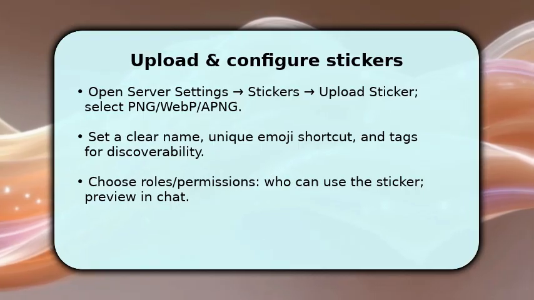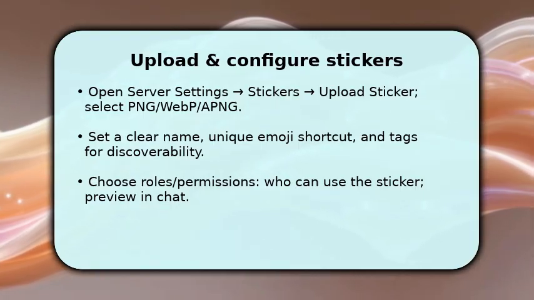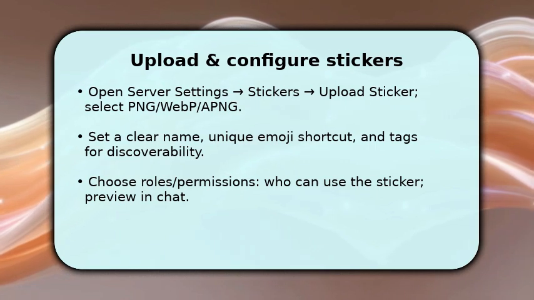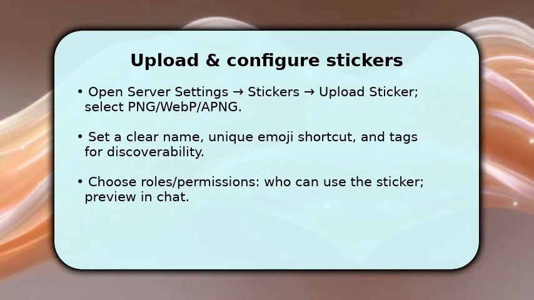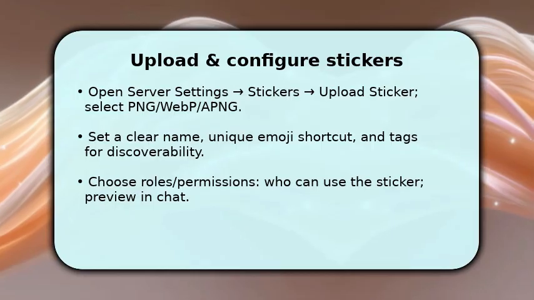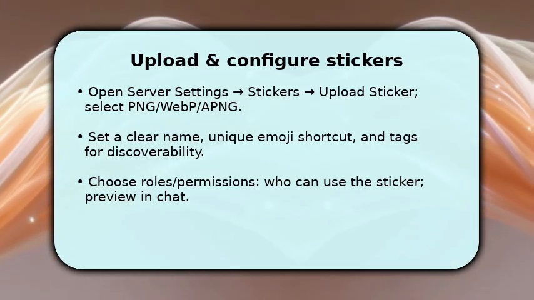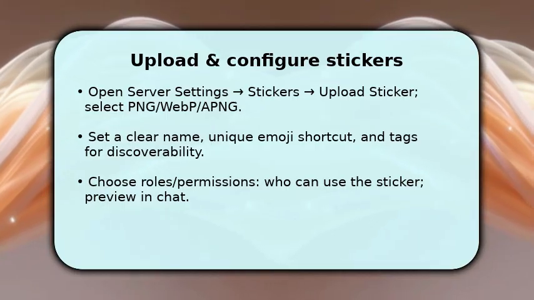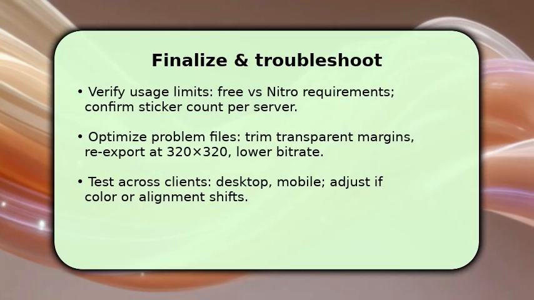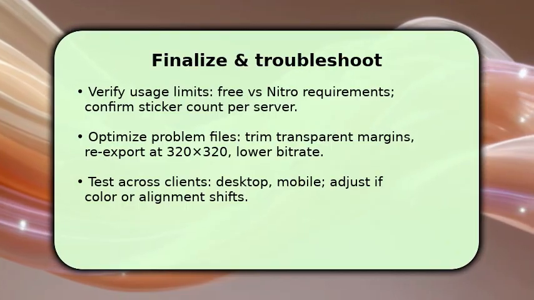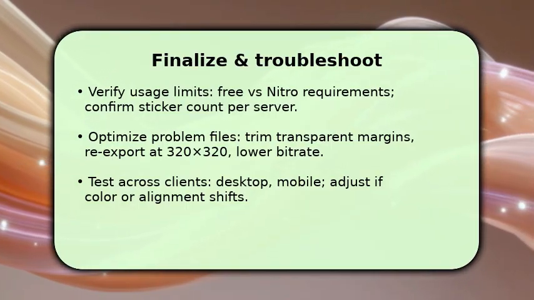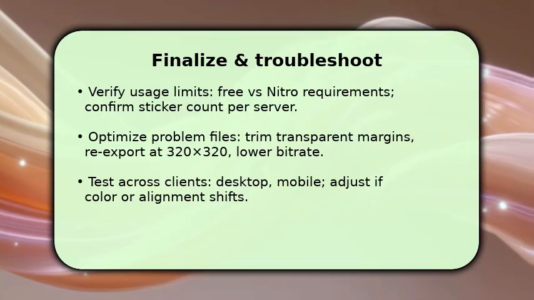Configure who can use the sticker by selecting roles or enabling server-wide access, and preview it in chat to verify scale and transparency. If the image looks soft or misaligned, re-export with different padding and re-upload to keep crisp edges and consistent sizing. You finish by confirming sticker permissions, Nitro requirements, and total sticker count for your server so members can access them as intended.